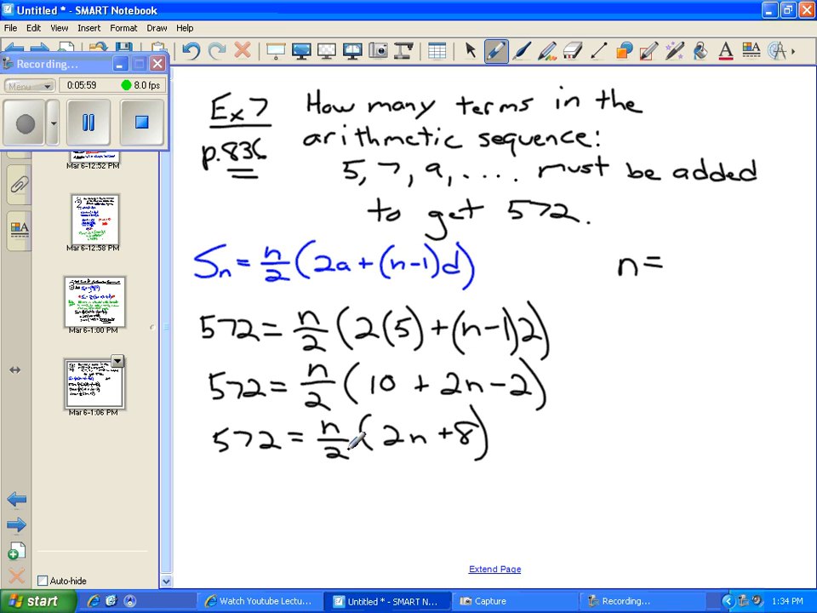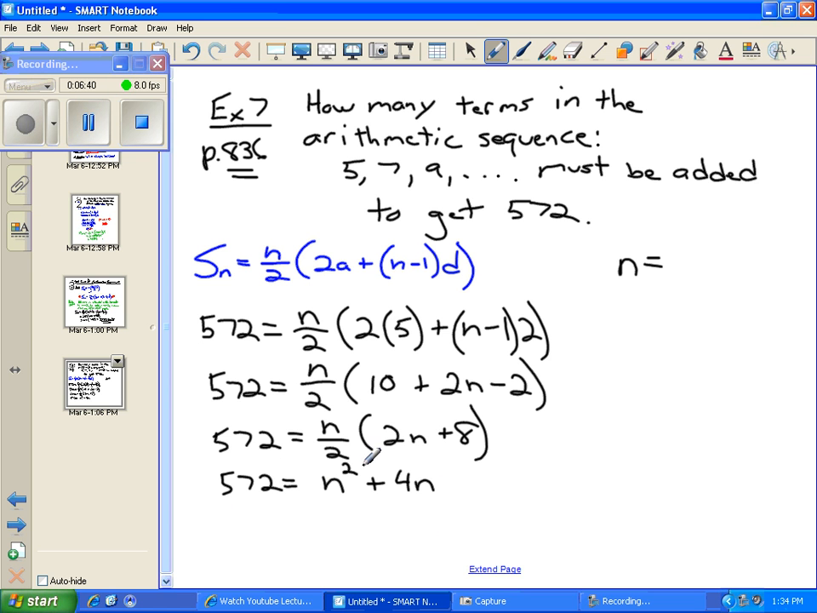Let's go ahead and distribute this. This will distribute nicely here with the 2 on the bottom. So I got 572. When I distribute here, n over 2 times 2n. The 2's cancel each other out, and n times n is n squared. Okay, let me say that again here. When I multiply this times this, the 2's cancel out, so you just have n times n, which is n squared. Next term, it's going to be positive because we got two positive values here. So n over 2 times 8. 8 over 2 is 4, so this is just going to be 4n. Okay? So that's what we got so far.